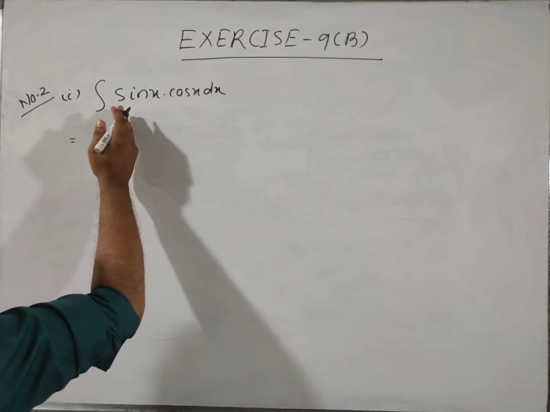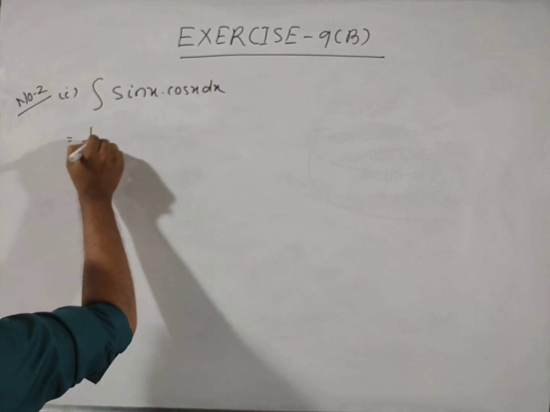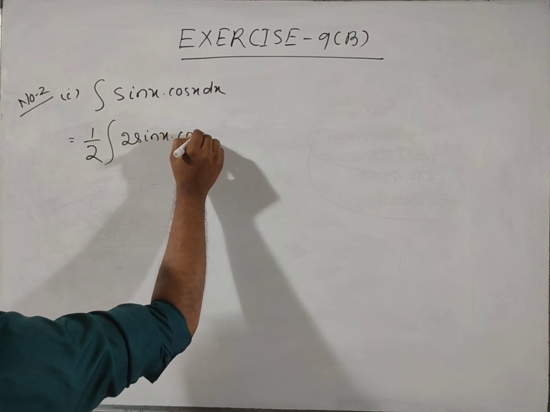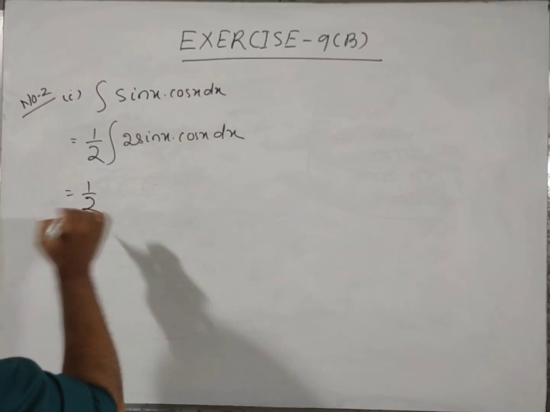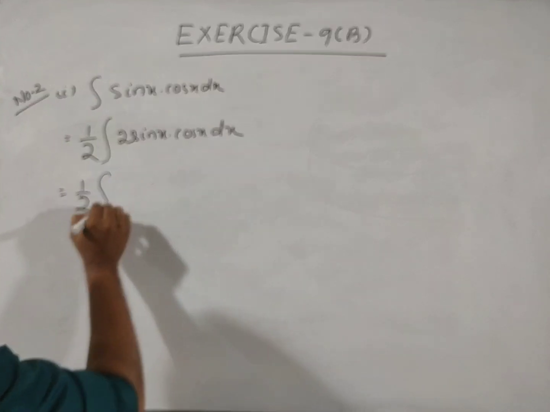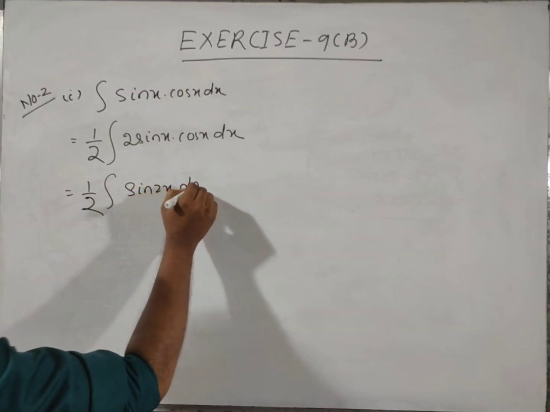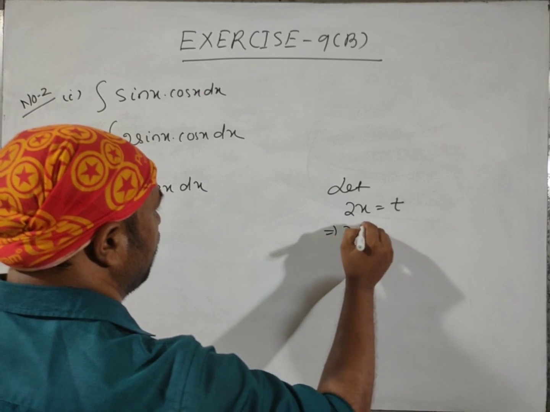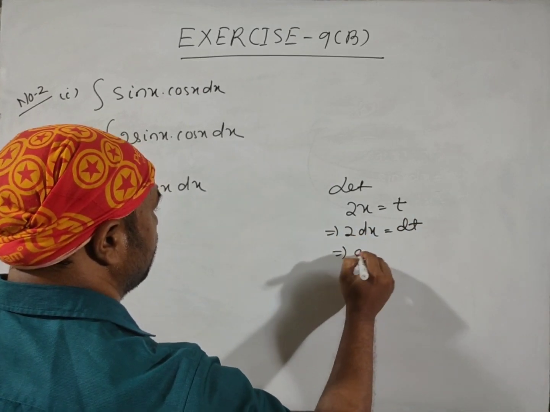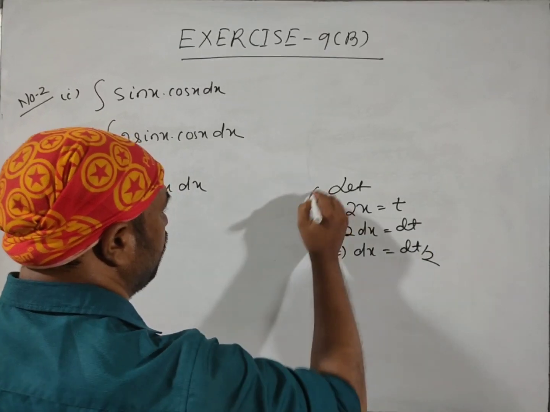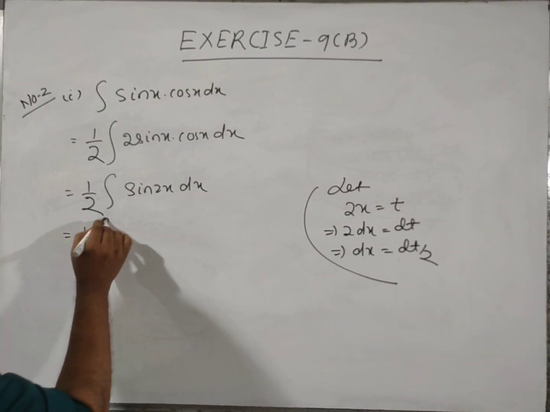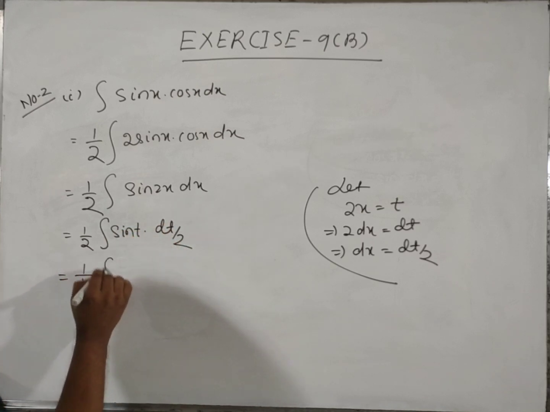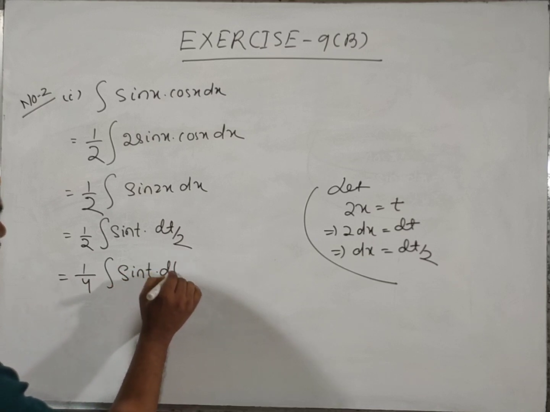Let us divide and multiply the given integral by 2. First of all, let us divide it by 2 and then multiply it by 2, we have, in place of 2 sin x cos x, we can put sin 2x. Then let us consider 2x as t, that means 2 dx is equal to dt, that means dx is equal to dt by 2. So it will be 1 by 2 integral of sin t dt by 2. It is 1 by 4 integral of sin t dt.